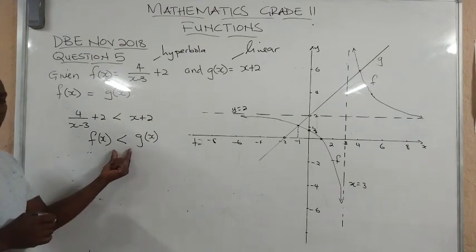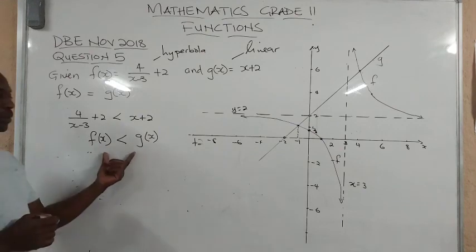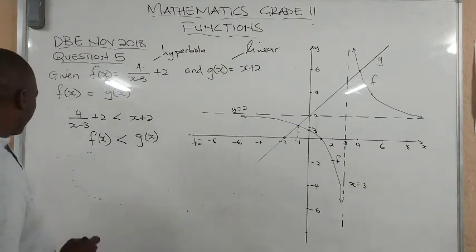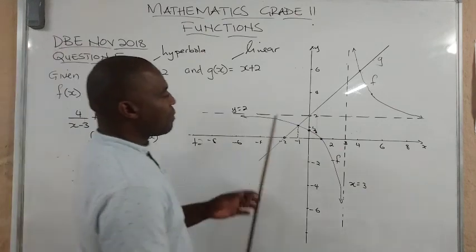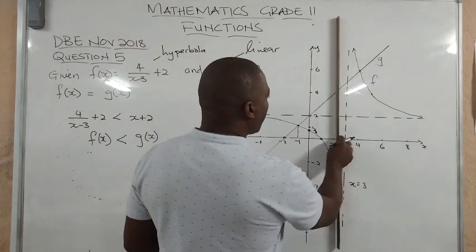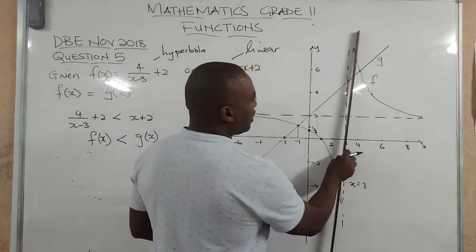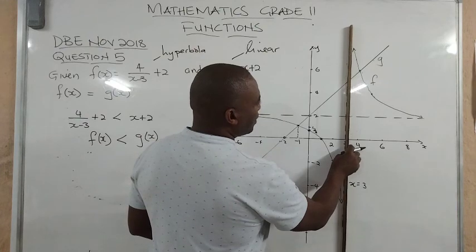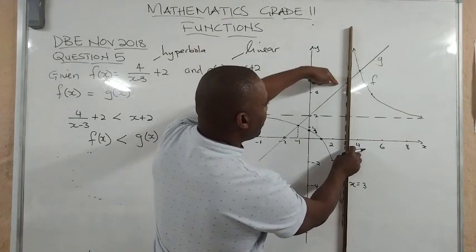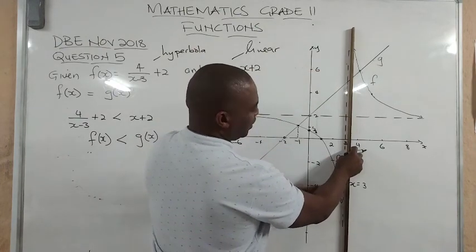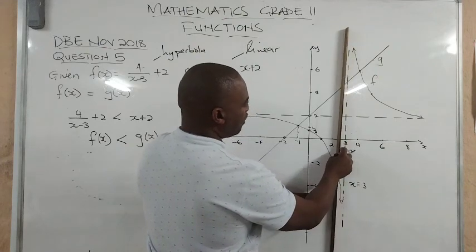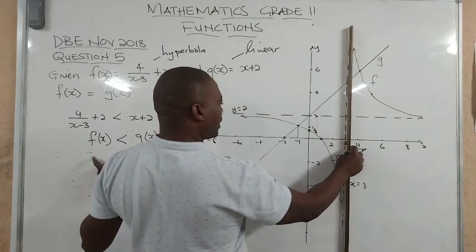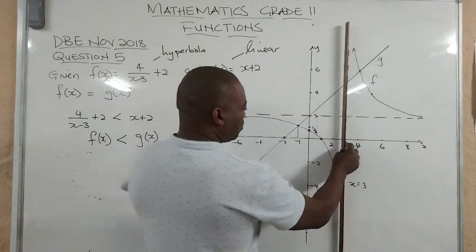That's what it means, less. F of x is below, that means g of x will be above. So looking at this side, we can see that from here it is g of x that is on top of f of x, and that's what we want. We want where f of x is below.